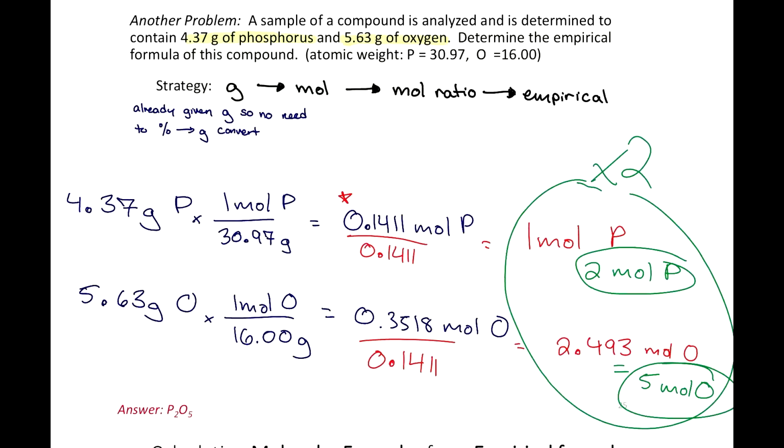Yes, question? So in an ionic compound, like NaCl, that's a 1-to-1 ratio. That is exact.